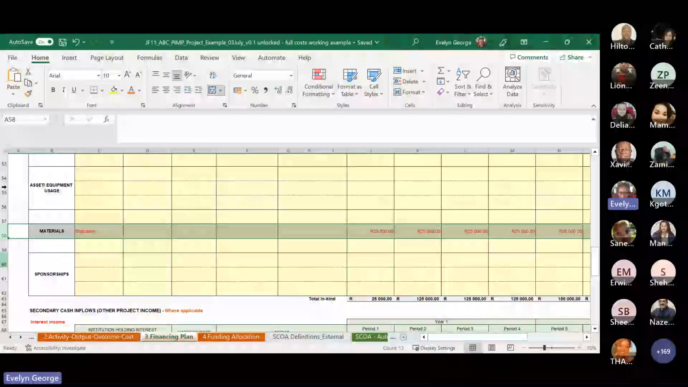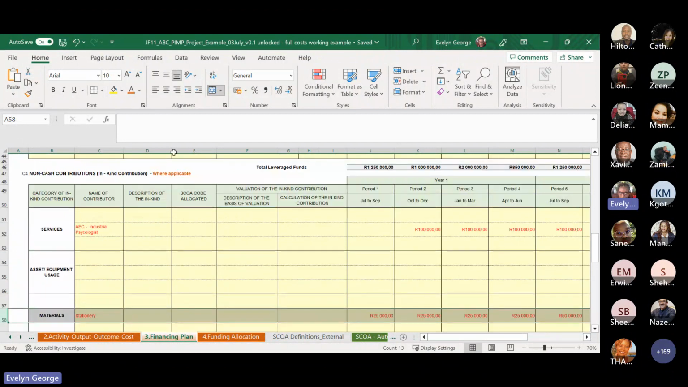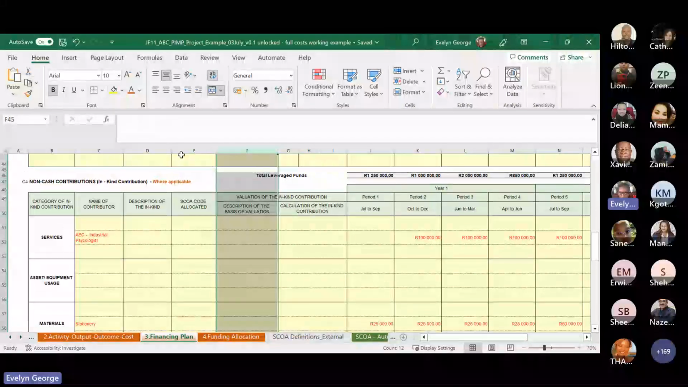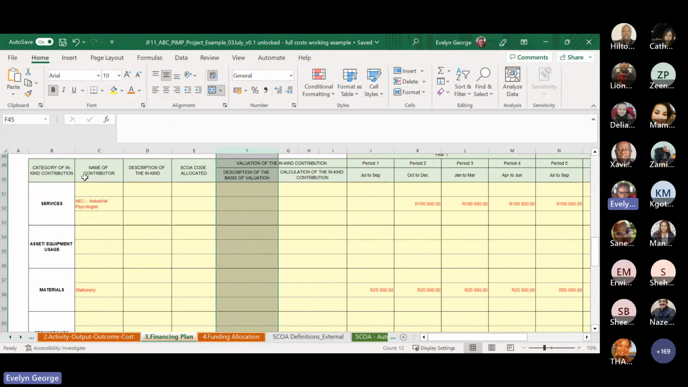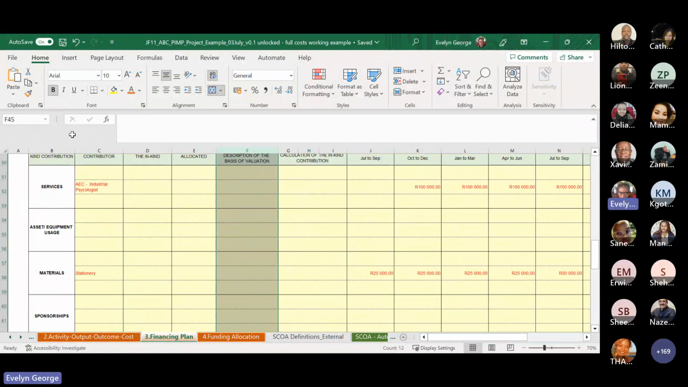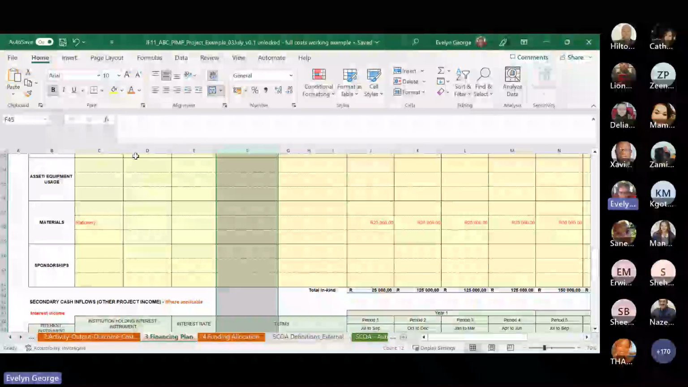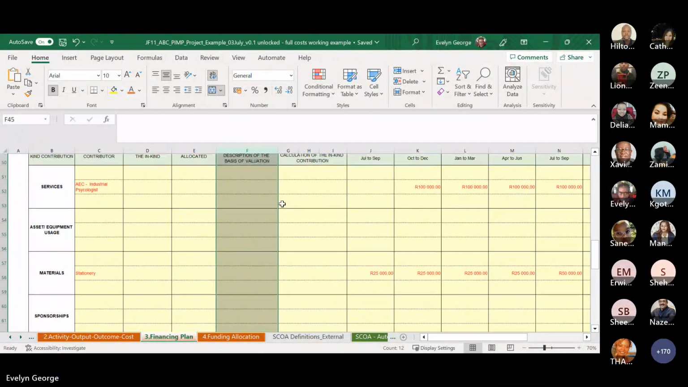There was a question earlier about sponsorships. You can document that here, with the basis of the valuation and so on. As you can see, we have limited lines, so where there are many, we probably need to summarize. But that's how you are going to depict the in-kind contribution where it is applicable.